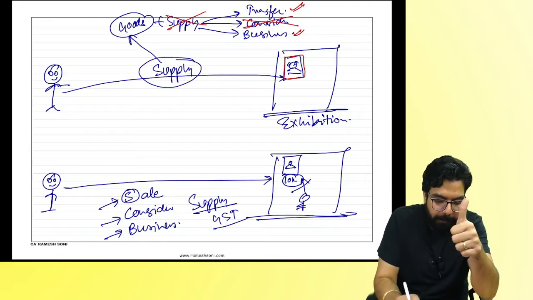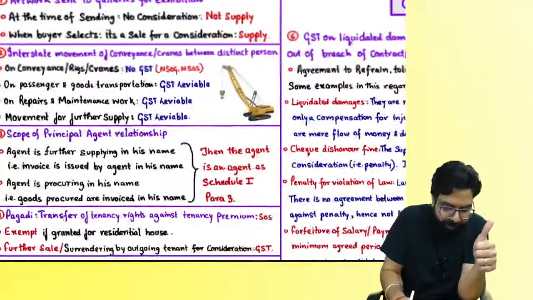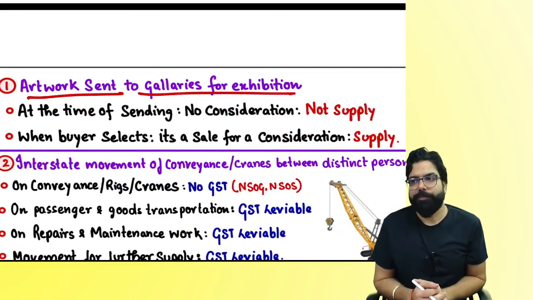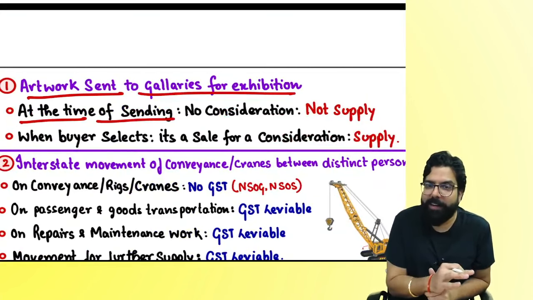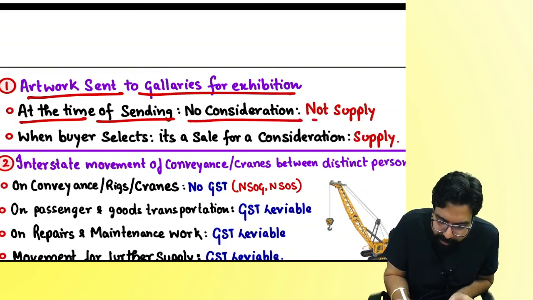So tell me one thing. When I send a painting, there is a circular on artwork sent to galleries for exhibition. At the time of sending, is there any consideration? No consideration, so it is not a supply.